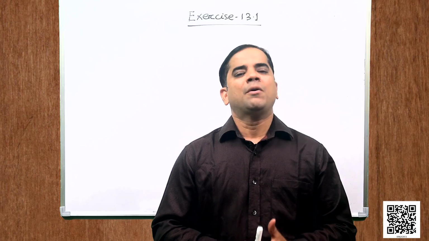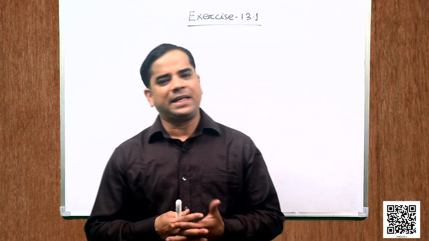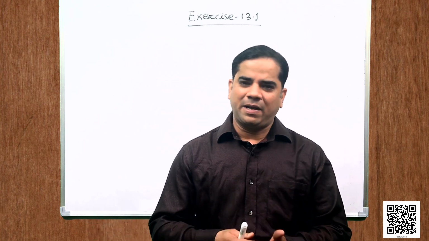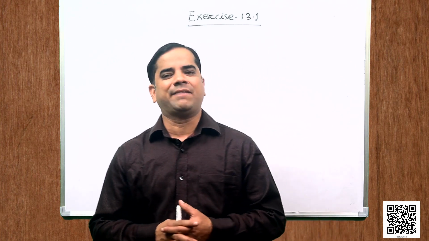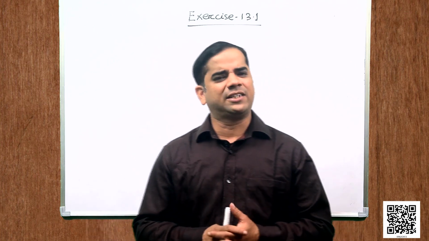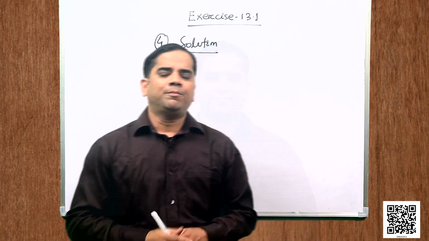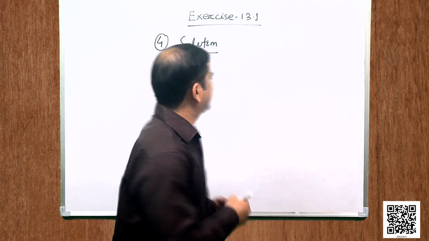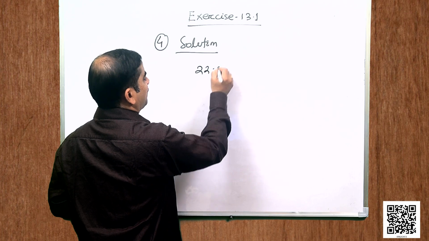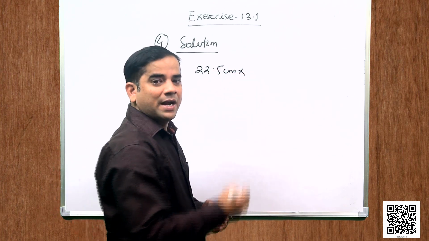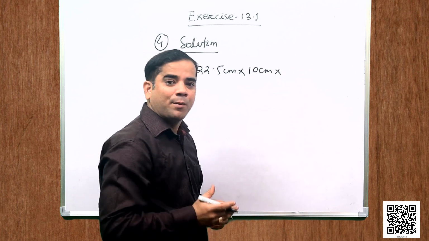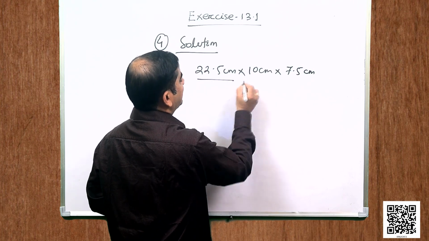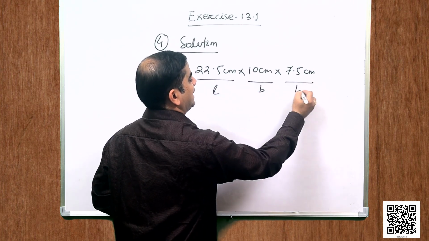That means we need to paint some bricks. The dimension of the brick is given. The amount of paint is not given, but it is sufficient to paint 9.375 meter square of area. So let us discuss the solution. The dimension of the brick is 22.5 centimeter into 10 centimeter into 7.5 centimeter. These are the length, breadth and height.